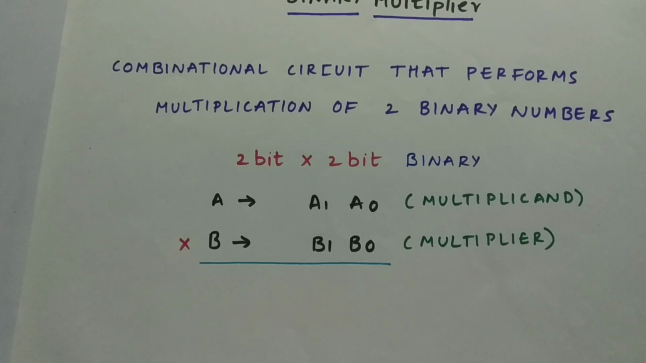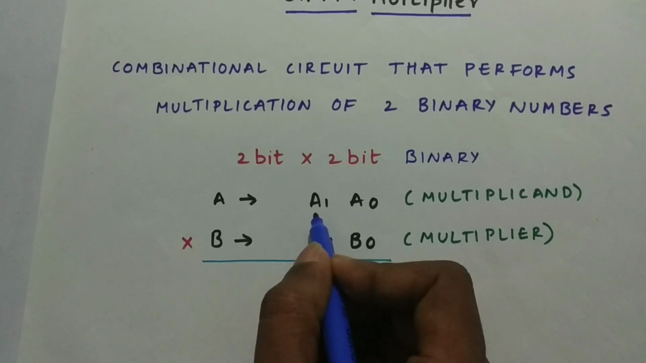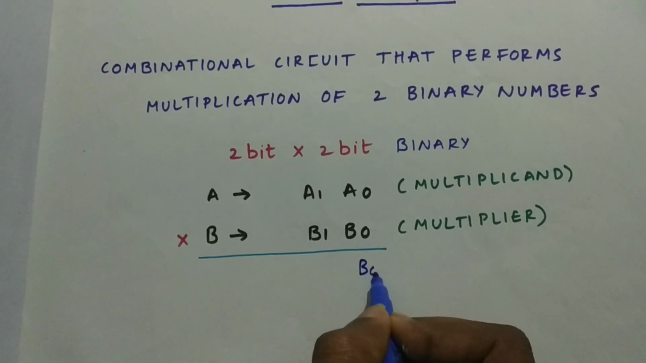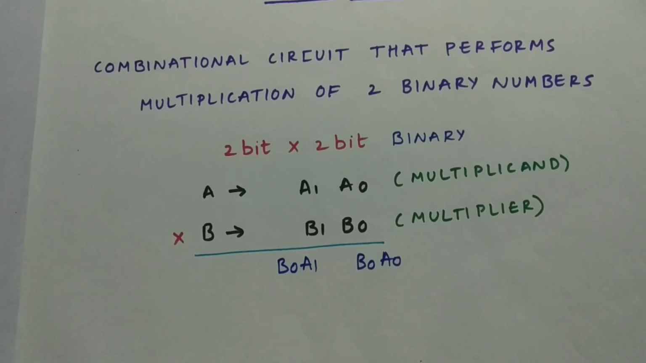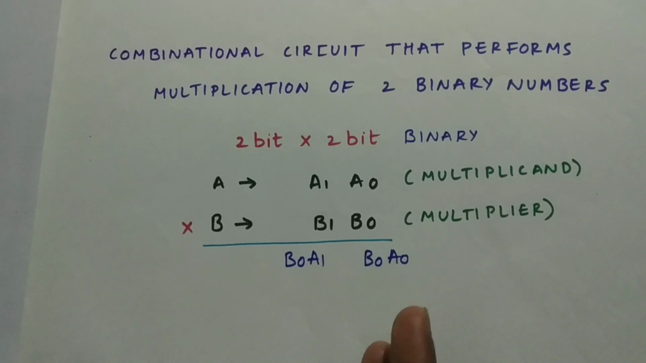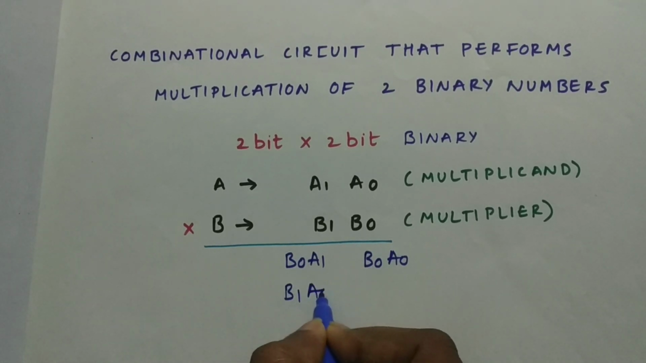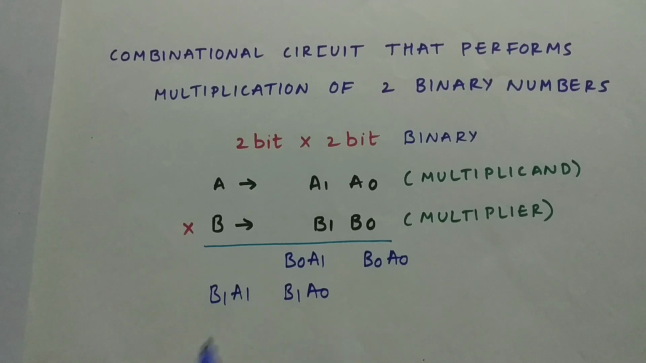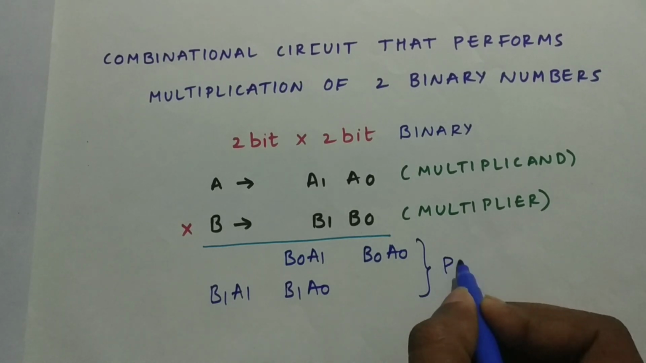So now let us multiply them. It is normal multiplication, how you do it in decimal form, the same multiplication, but these are binary numbers. So B0 is multiplied with A0 and A1. So it is B0 A0 and B0 A1. Now that's B0 done. Now we need to multiply with B1. So first we need to shift by 1 bit, that is B1 A0 and B1 A1. These are called the partial products.